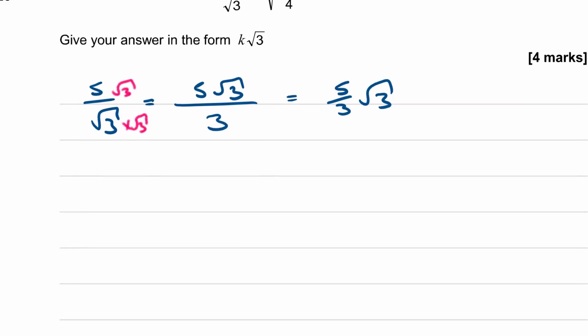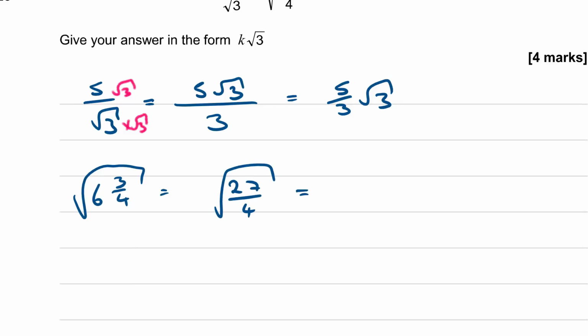Now the second part, the square root of 6 3/4. Now 6 3/4 as a top-heavy fraction is going to be 6 fours are 24 plus 3 is 27. It's going to be 27 over 4, all square rooted. Oh, actually that's not so bad at all, is it? Because the square root of 4 is 2. That leaves me with root 27 on the top.